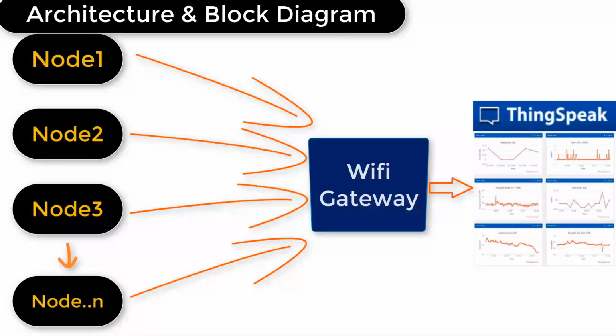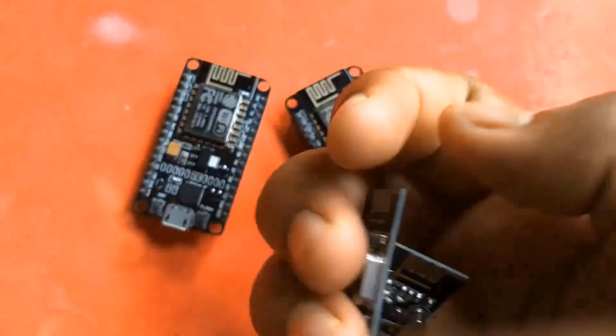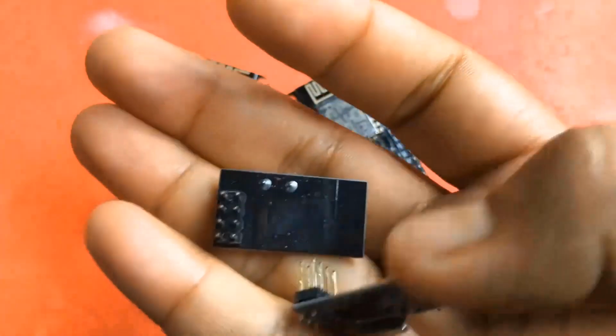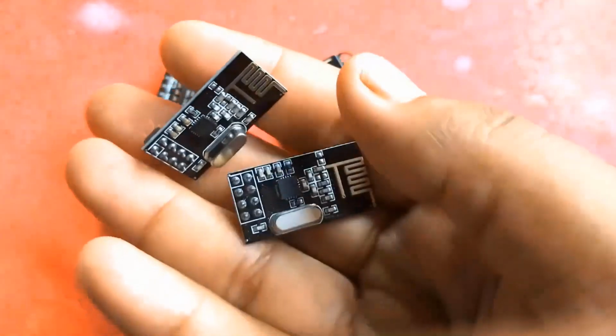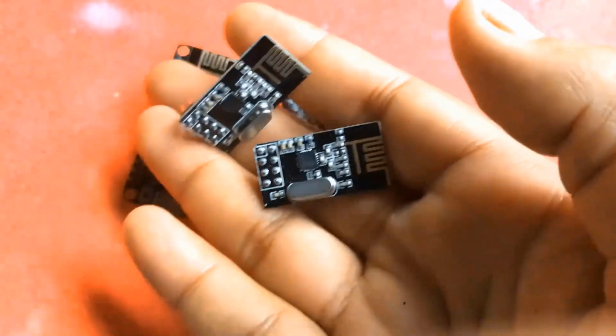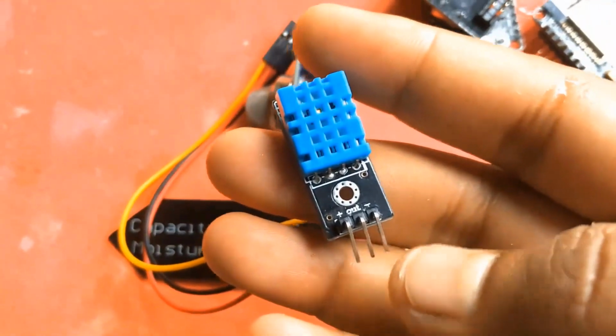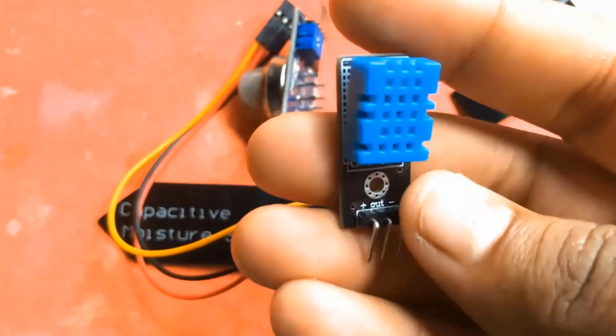Hi all, in this video, we'll make a wireless communication between gateway and sensor node using NRF24L01 wireless transceiver module. The NRF24 module is a low power consumption module with a distance up to 100 meters. The module can be easily interfaced with microcontrollers like NodeMCU or Arduino. We'll transmit DHT11 sensor data from node to gateway.